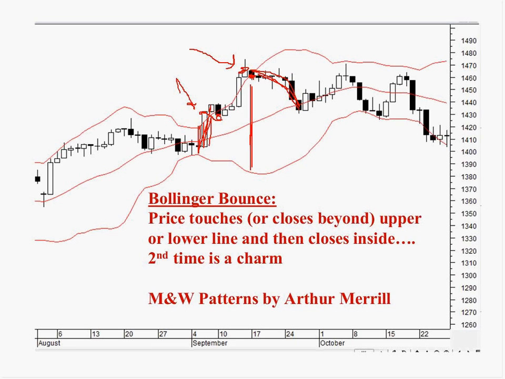Now, second time's a charm, and actually Arthur Merrill, back in the 60s and 70s, wrote quite a bit about M and W patterns. You can go on John Bollinger's website, and he really likes Arthur Merrill because of the M and W pattern philosophy, and Bollinger Bands can help confirm the M's. Like this would be an M top, ending outward a little bit, and then the W's would be the other way, noting the bottoms, like here. Okay, a W pattern where you mark a bottom. So that's the Bollinger bounce.